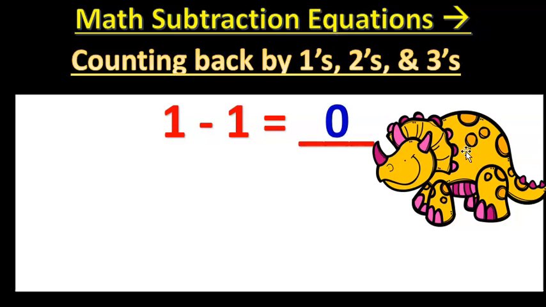Now, count backwards. We're gonna start from 1. You're gonna say 1, 0, okay? Sometimes you're gonna have a subtraction equation like this. You're gonna have two same numbers. When you take away, it is always gonna be 0, okay?